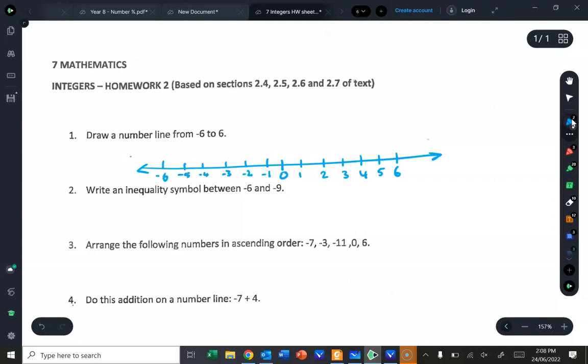And it's not a bad idea to put a negative and a positive symbol in, because when you're doing those sums, that helps you with your directed numbers, so you know which way to go, left or right, okay?